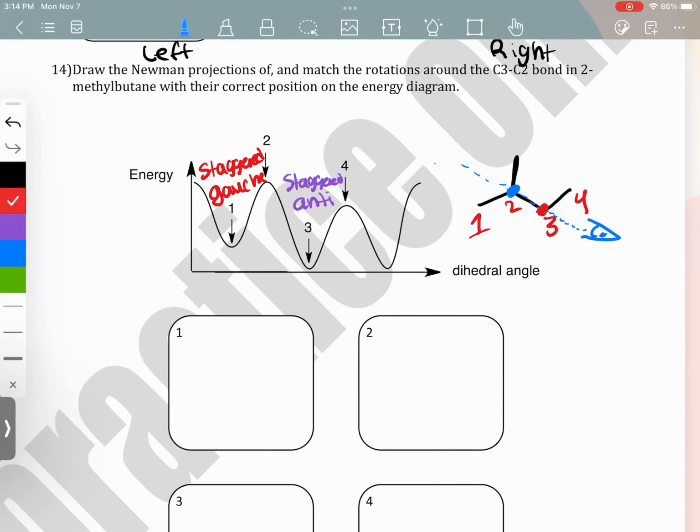Now, of course, we didn't learn gauche or anti for the eclipse. So for the eclipse, we're just going to say low energy eclipse or high energy eclipse. Which one of the eclipses is 2? High energy. The high energy eclipse takes up 2. So then 4 is the low energy eclipse.